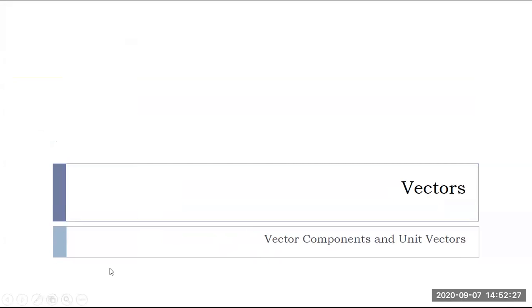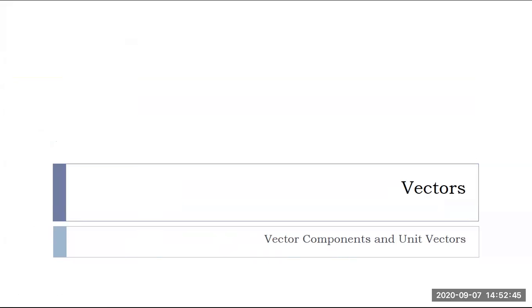All right, so drawing these pictures, again, even using rulers and protractors, is not the easiest way to get an answer, and it's not very exact. So we've got to find a mathematical way of doing this. And the way that we do this is by using something called vector components and unit vectors.